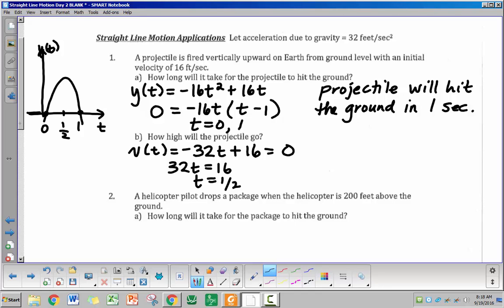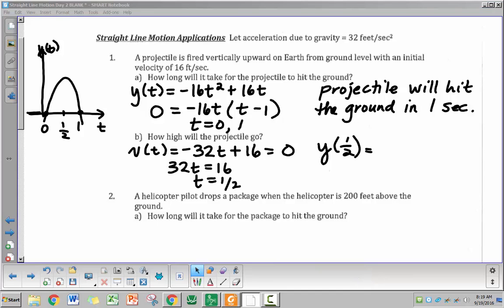Now it says, how high did the projectile go? Got to plug it back in the original. So I want to know s of 1/2. Why did you use s? Because that's position typically in calculus, and I should have used y here. This is y of 1/2. And it's Monday morning, that's in my defense.